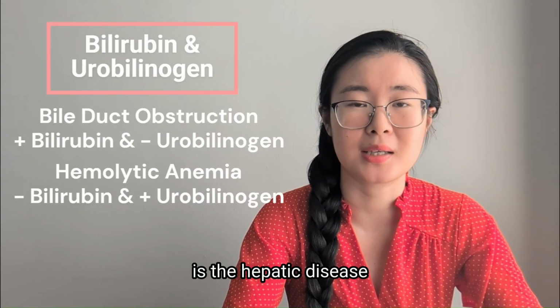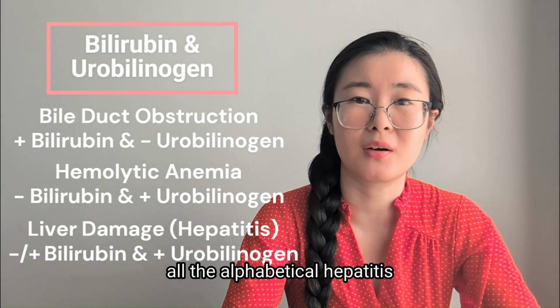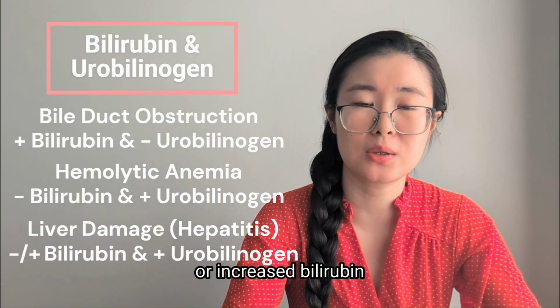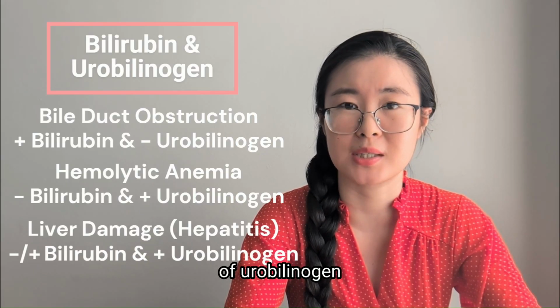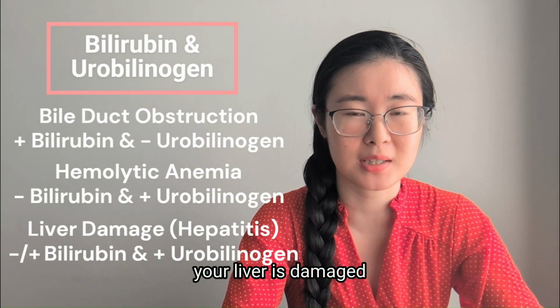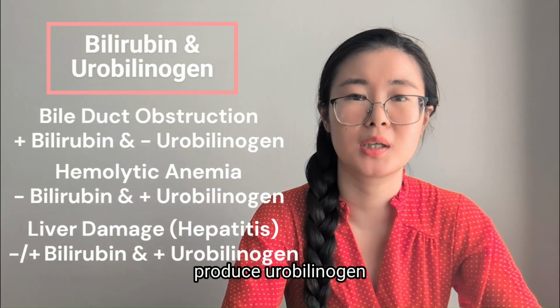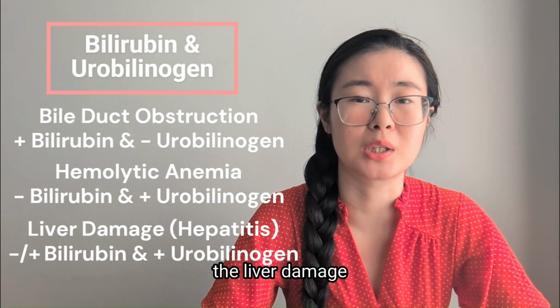And the last one is hepatic disease, such as viral infections or the alphabetical hepatitis. In this one, you could have normal or increased bilirubin, but a definite increase of urobilinogen. What happened here is your liver is damaged, so when the gut produces urobilinogen, the recycling of the urobilinogen is reduced due to the liver damage.